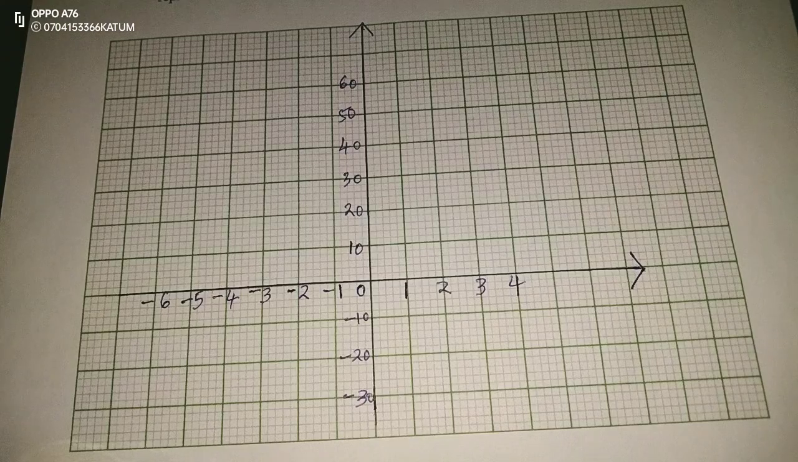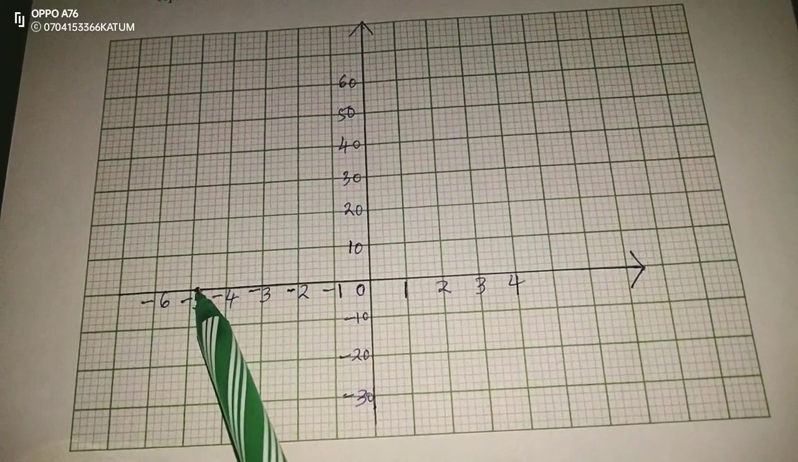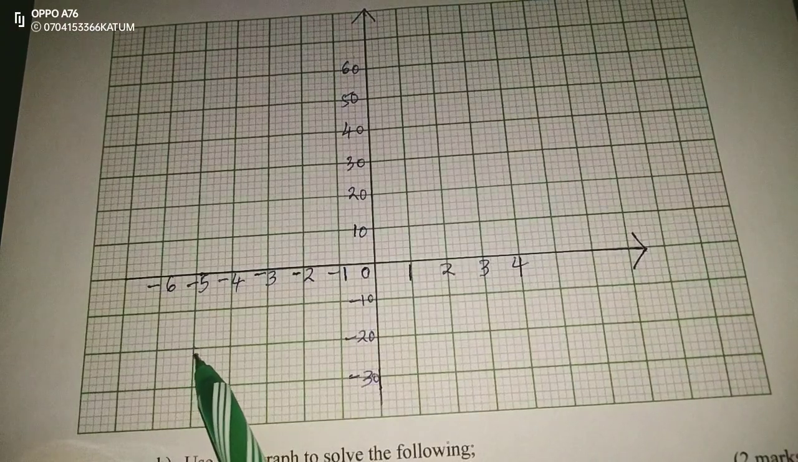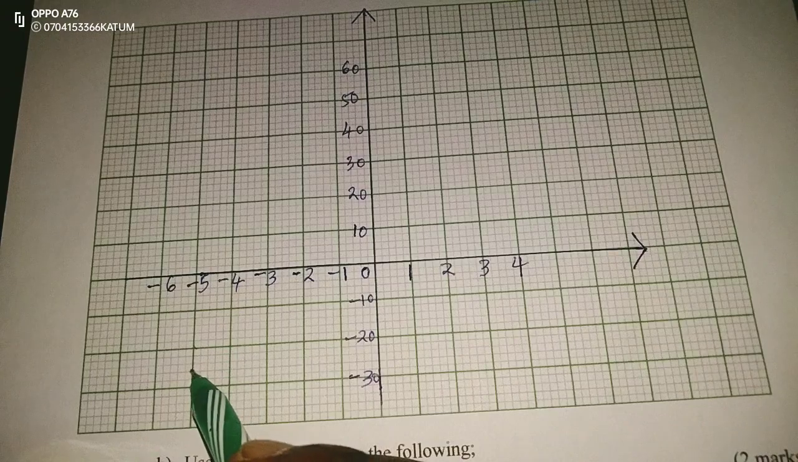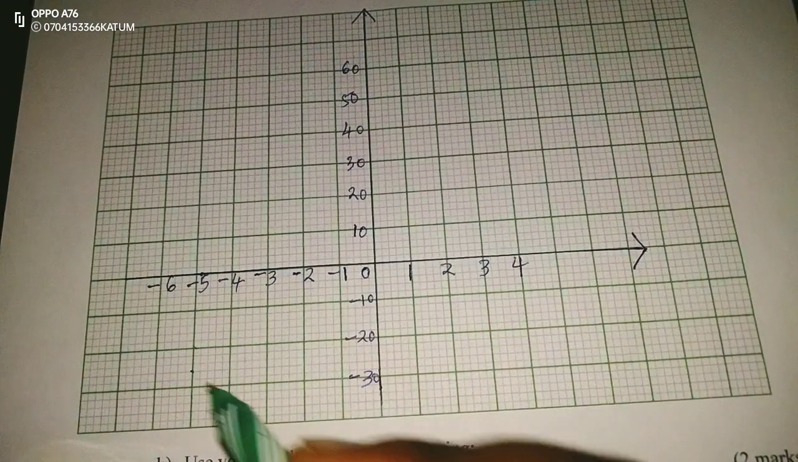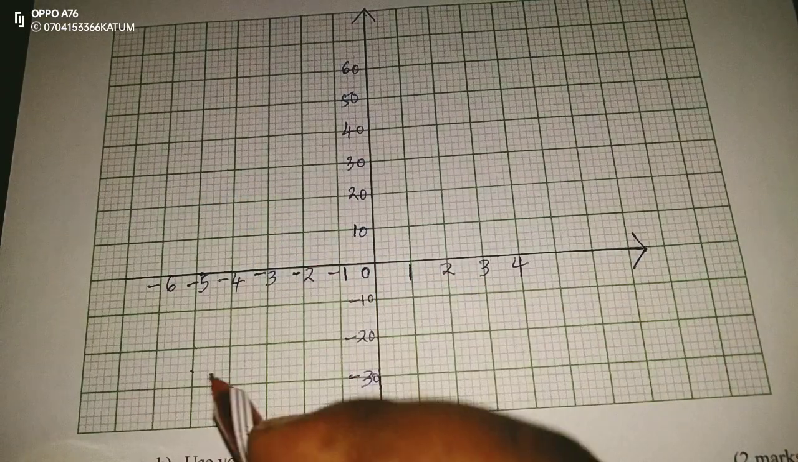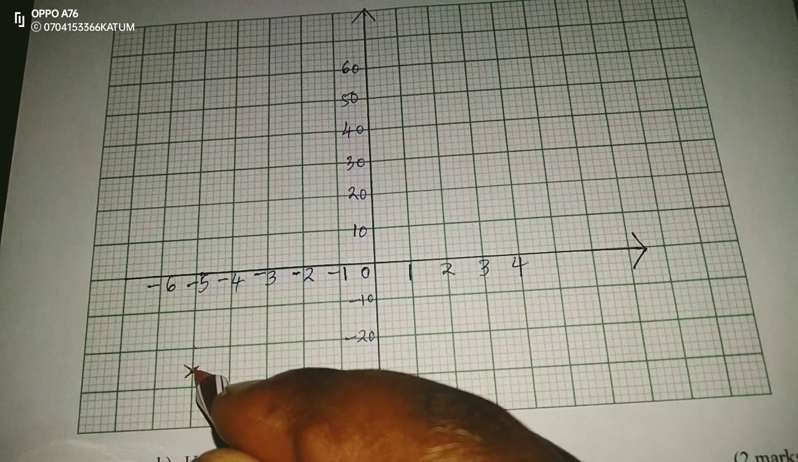We have the first one. I'm going to read the coordinates as we have fixed them in the table. -5, -26. So if this is -20, it means for every small square we have 2 units. So 26 is going to be at this point. Allow me to use a different ink for the coordinates. So we're going to have the coordinate there.